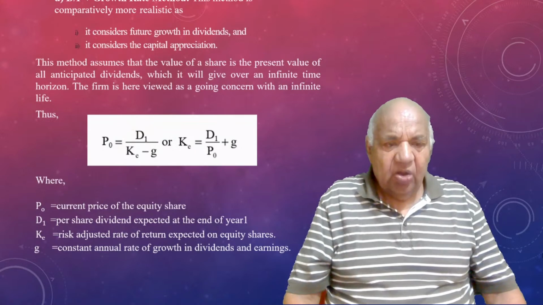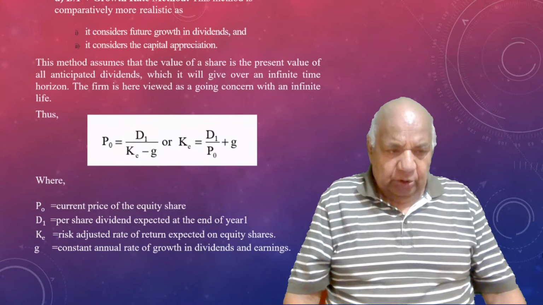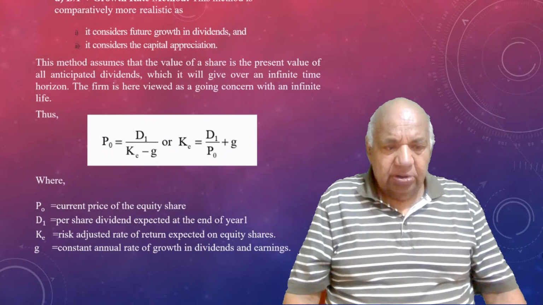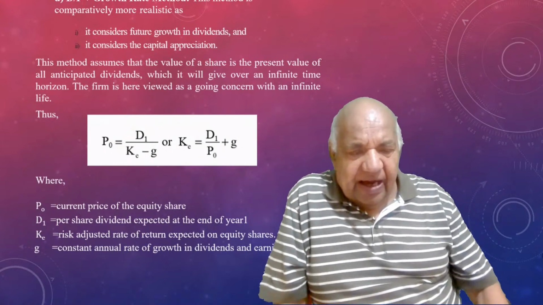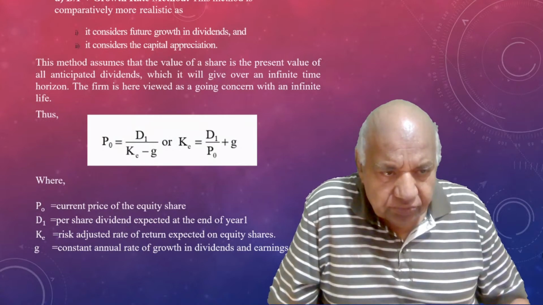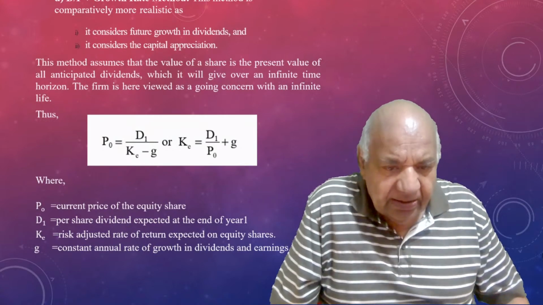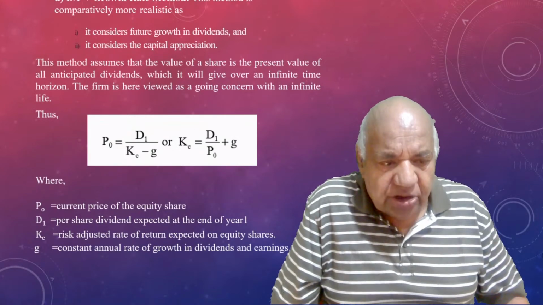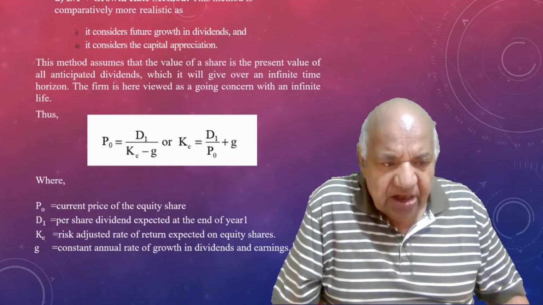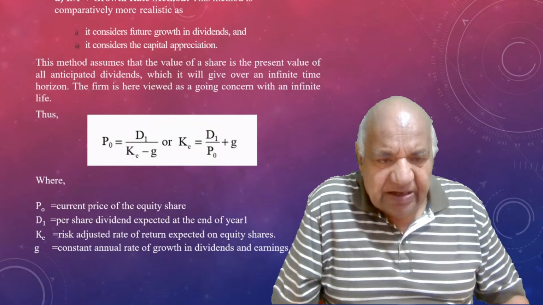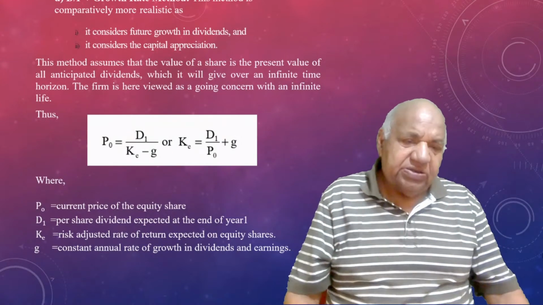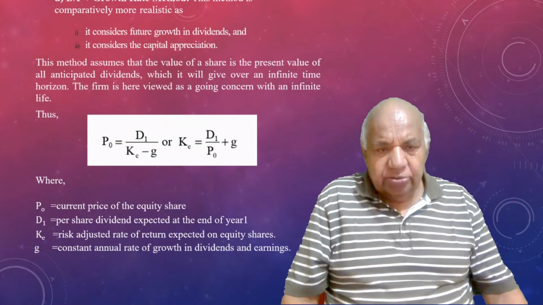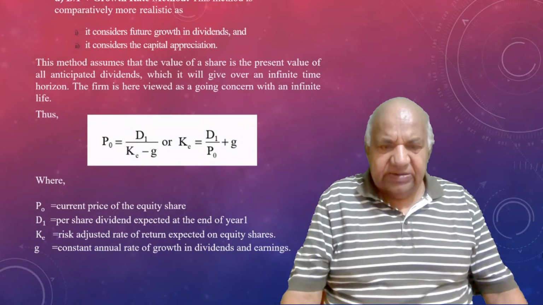Thus, P0, the current price of the equity share, equals D1, dividend expected at the end of first year, divided by KE, that is risk adjusted rate of return expected on equity shares, minus G, or constant annual growth in dividends and earnings. Or in other words, you may say cost of capital KE equals D1 upon P0 plus G.